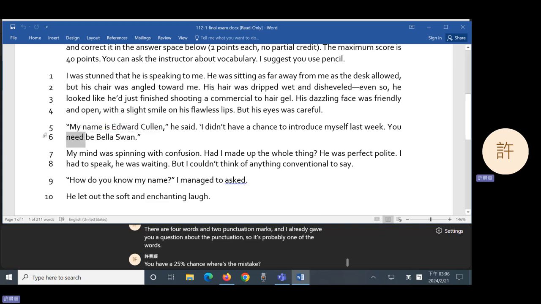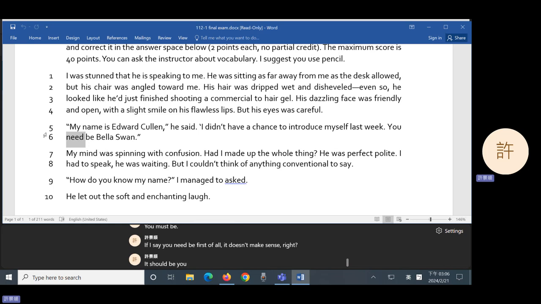It must be "you must be." If I say "you need be," first of all, it doesn't make sense, right? It should be "you need to be." But "need to" means "have to," like, if you're not Bella Swan, then something is very wrong. But here, Edward is saying it is very likely that you are Bella Swan. So, "you must be." It's the presumptive mood.